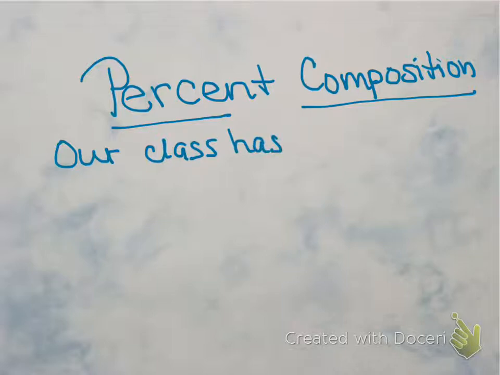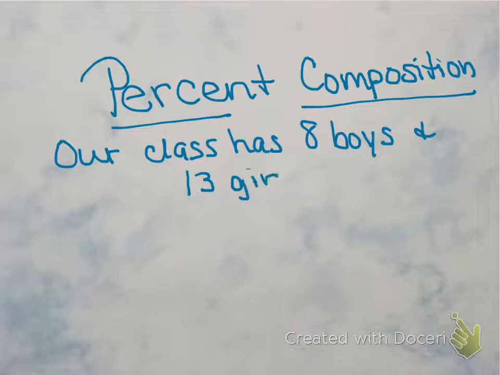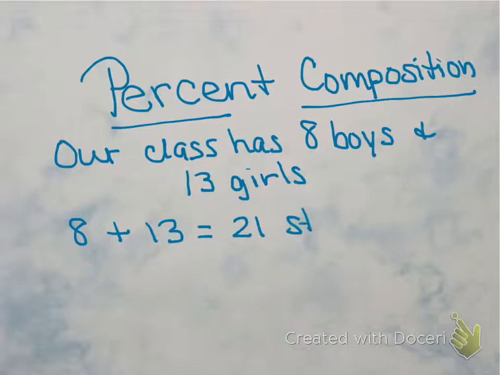So for example, a practical example: let's say our chemistry class has 8 boys and 13 girls in it. And I wanted to know what is the percentage of boys and the percentage of girls. What we would do is add up the number of boys plus the number of girls to get our total number of students, so we'd have 21 students.